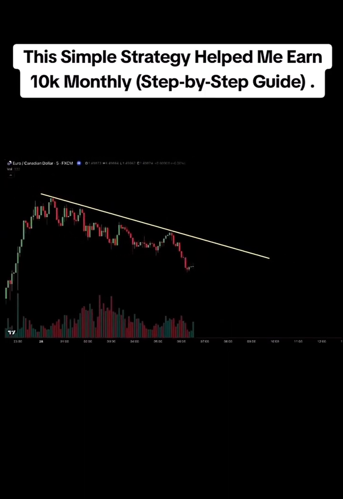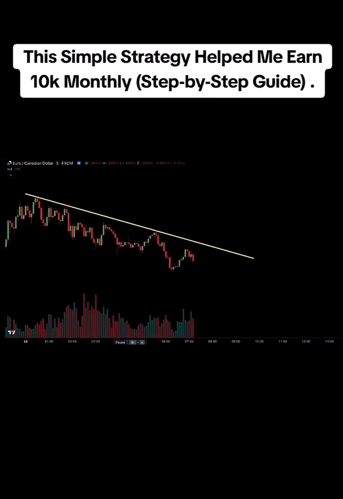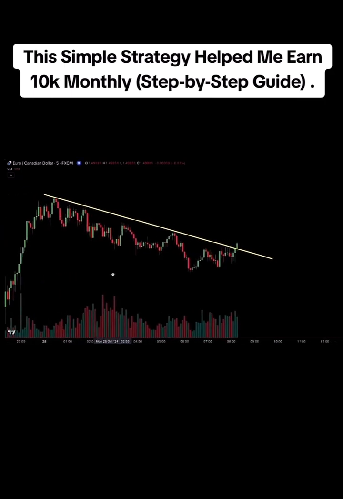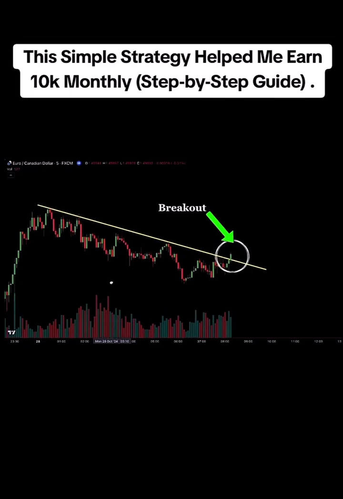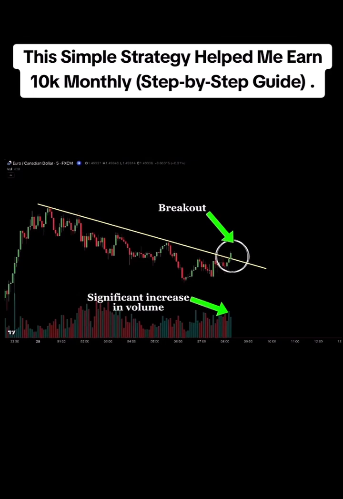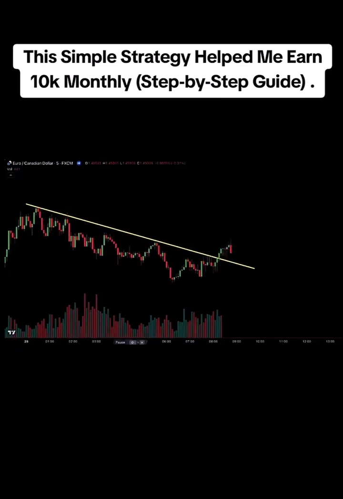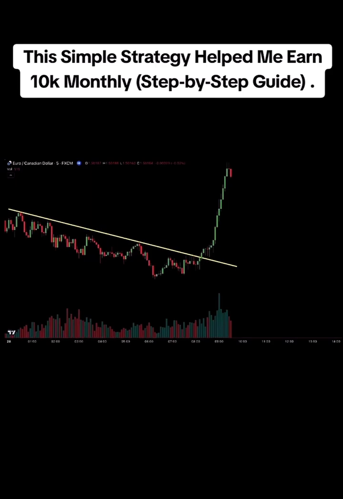Now, let's combine trendline breakouts with the volume indicator to take this strategy to the next level. Take a look at this chart. Here, the market was trending down, forming a clear descending trend line. Notice what happens. The price breaks above the trend line, signaling a potential reversal from a downtrend to an uptrend. Now check the volume. A significant increase in volume during the breakout confirms strong buying interest, validating the breakout. And what happened next? The market moved upward, just as the strategy anticipated.